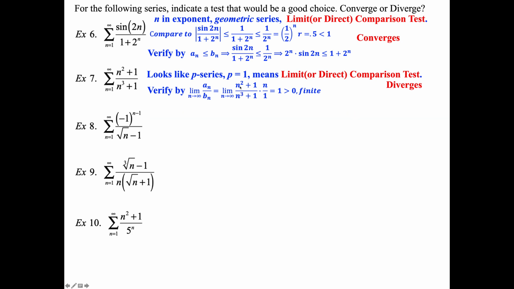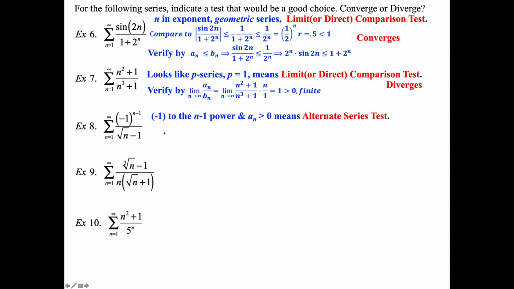So n squared plus 1 over n cubed plus 1 divided by 1 over n, or multiplied by its reciprocal. That's going to give me n cubed plus n over n cubed plus 1. Well, n cubed, the limit, horizontal asymptote, 1. All right, there we go. 1's greater than 0. It's finite. It diverges.